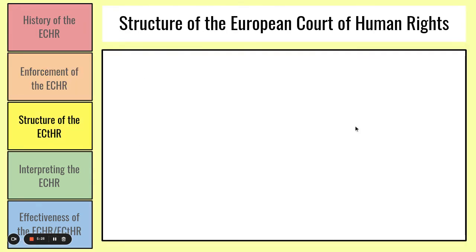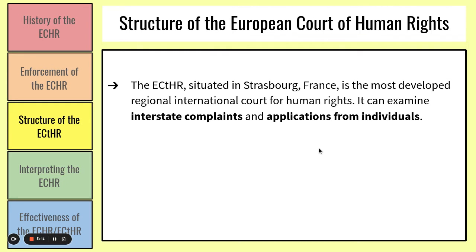Okay, so now we know that the European Convention on Human Rights can be enforced against public bodies. We have to know about the European Court of Human Rights and the structure of it. So the European Court of Human Rights is situated in Strasbourg in France, and it is the most developed regional international court for human rights.